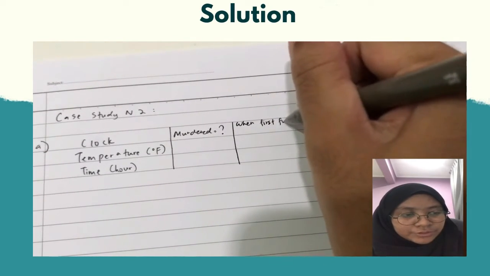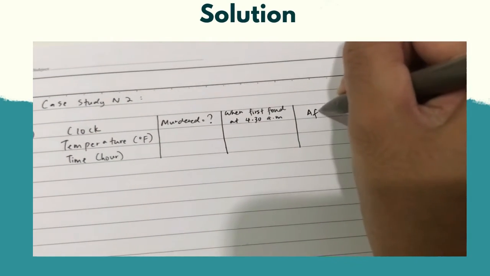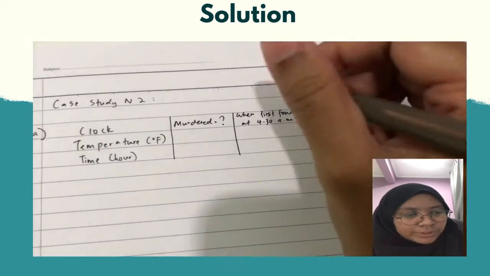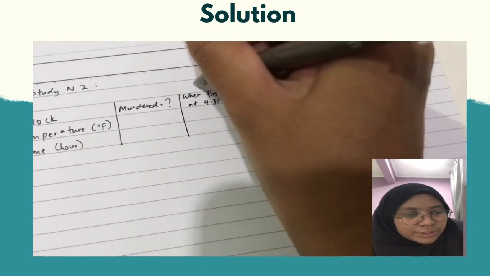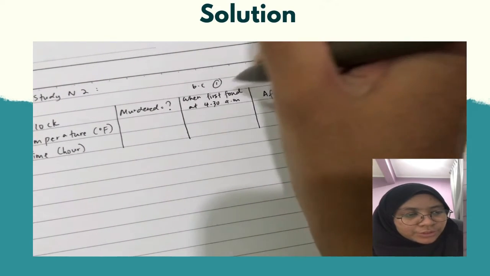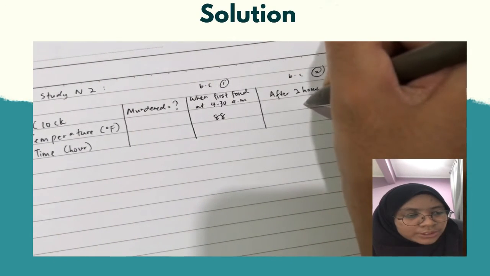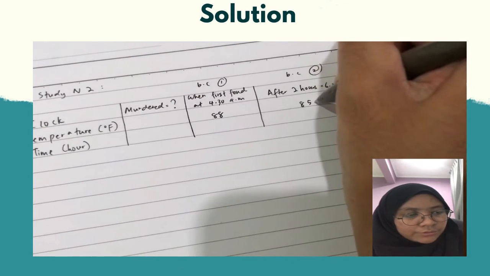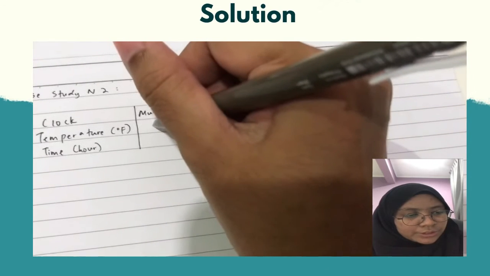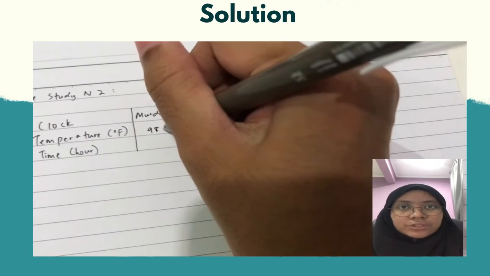And then the body was first found at 4:30 a.m. and after 2 hours it will be 6:30 a.m. So when the body was first found, we will state it as boundary condition 1, and the other one is boundary condition 2. For boundary condition 1, the temperature of the body is 88 degrees Fahrenheit, and here is 85.8 degrees Fahrenheit. So here is 98.6 degrees Fahrenheit, because we can assume that it's the initial temperature of the body.